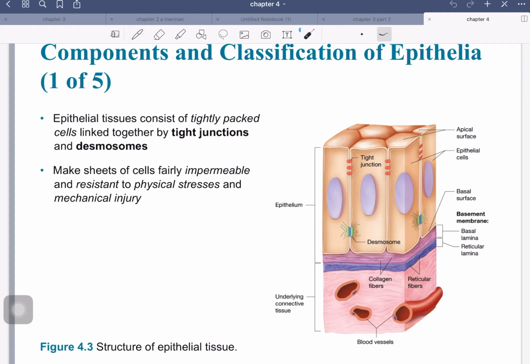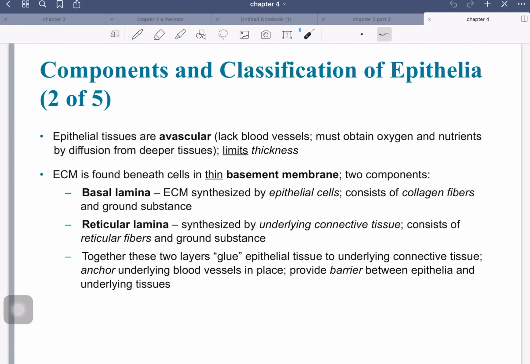So, as I said, tightly packed cells, also impermeable and resistant to physical stresses and mechanical injury. There are a lot of tight junctions which help to hold it together, and also desmosomes. Remember, desmosomes give you a lot of strength to hold cells together.